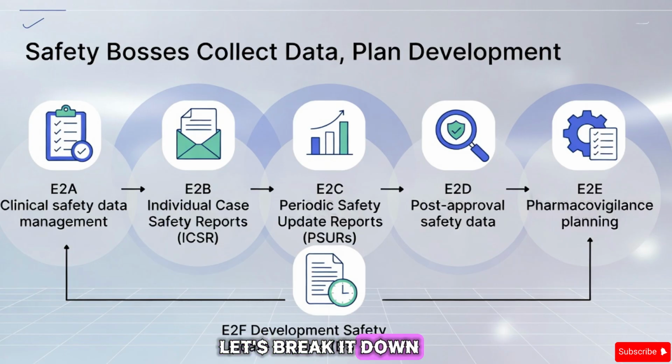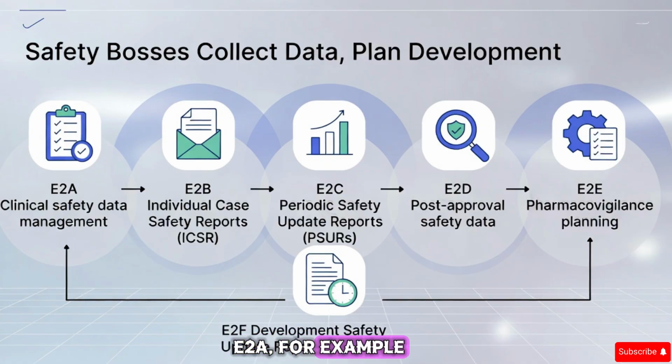Let's break it down. Safety points us to ICH-E2. This is all about pharmacovigilance, or safety surveillance. E2 isn't just one guideline. It's a whole series from E2A to E2F. It lays out the rules for how companies must collect, manage, and report any adverse events that happen during clinical trials and even after a drug is on the market.